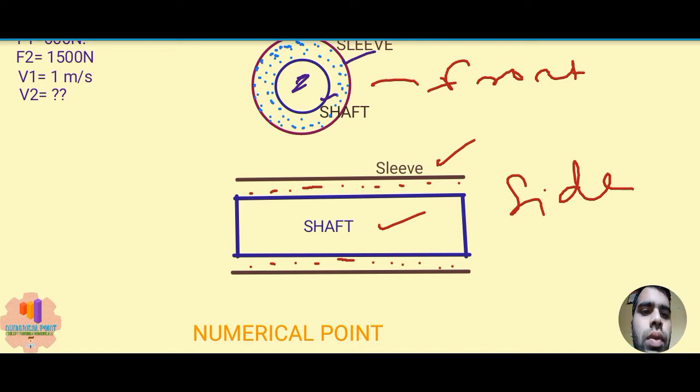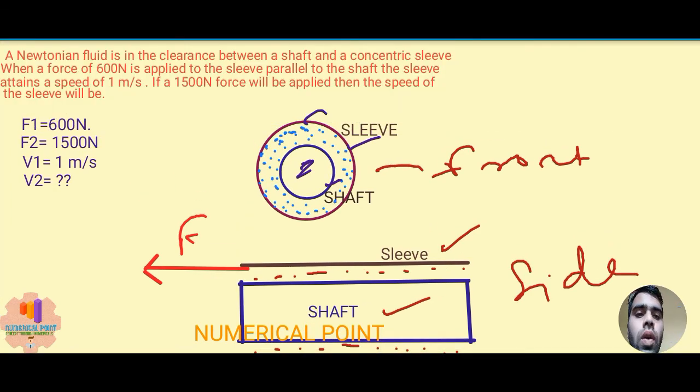Now the questioner wants to apply a force on the sleeve parallel to the shaft. So this is the force, and it is not only at this point; it is applied over the whole circumference. At every point on the circumference of the sleeve the force is applied. So the question is: when the force was 600 Newton, the velocity was 1 meter per second. When the force is 1500 Newton, what will be the velocity?